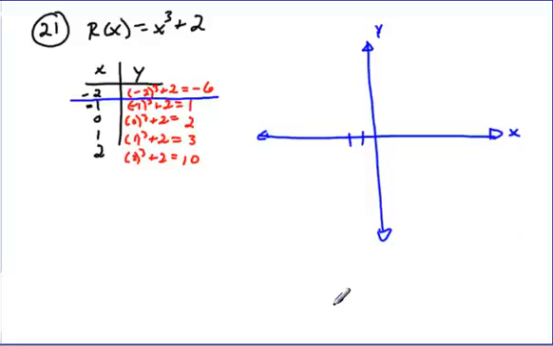When x is -2, y is -6. So something like that. It's a little low, but my pen just did that. Then when x is -1, y is 1, something like that. When x is 0, y is 2. When x is 1, y is 3. When x is 2, y is 10. Okay, something like that.